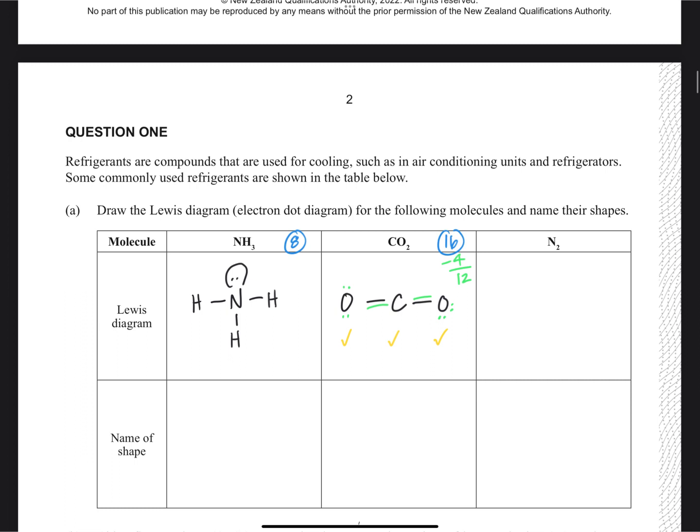All right, our last molecule is nitrogen. So nitrogen has 5 valence electrons times 2 in the molecule for a total of 10 valence electrons. So we can start with 1 nitrogen here and 1 nitrogen here. We'll go ahead and drop a bond in between. I've now spent 2 valence electrons.